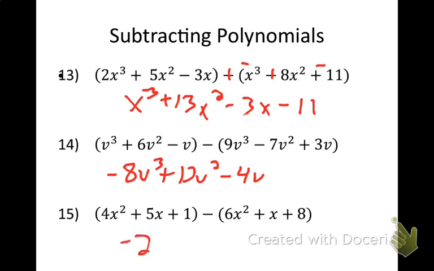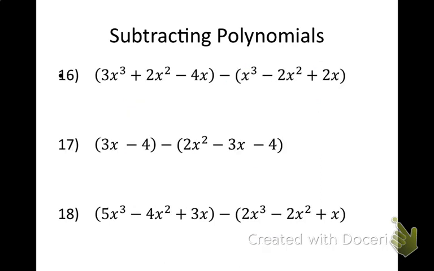Negative 2x squared. Yeah? Minus, yeah. How about plus 4x? Yeah, plus 4x minus 7. Good job. Number 15, negative 2x squared plus 4x minus 7. Nice work. Try these last three on your own. Same idea, subtracting the polynomials.